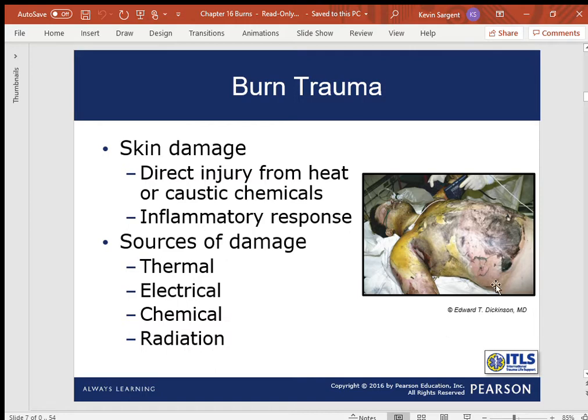And if we see here, we see a person who doesn't appear to be very much long for the future with all of his burns. It looks like a pretty significant chemical type burn.